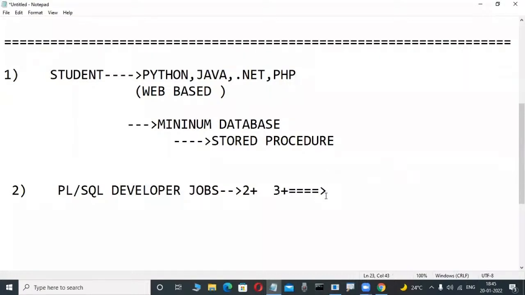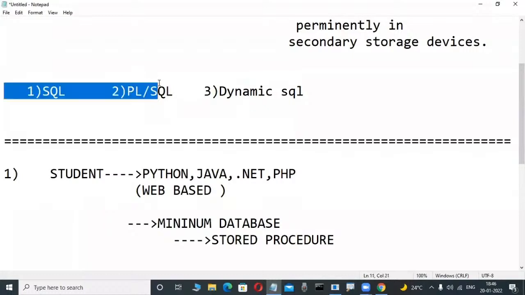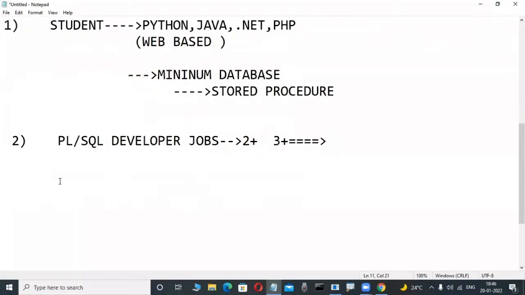So many fellows are learning this course because in this course we learn SQL and also PL/SQL. Again, observe: that is for PL/SQL developer jobs. Another type of person: nowadays, so many people don't have very good coding knowledge, maybe not technical persons, and they want to move into software. In that case, one type of job is there.